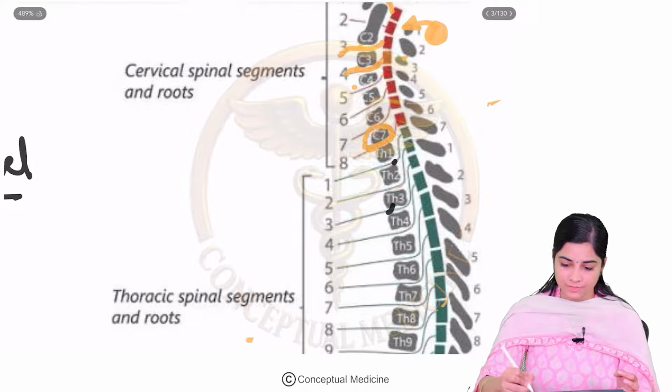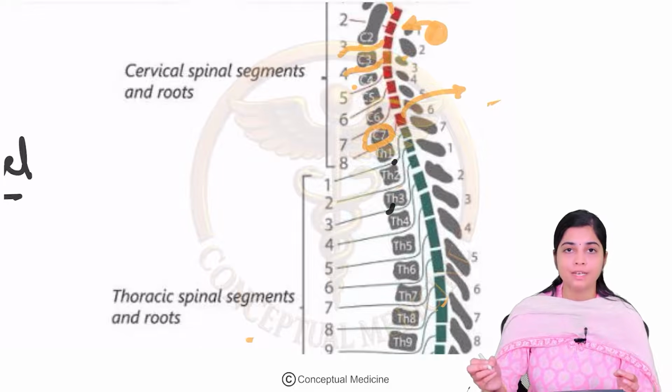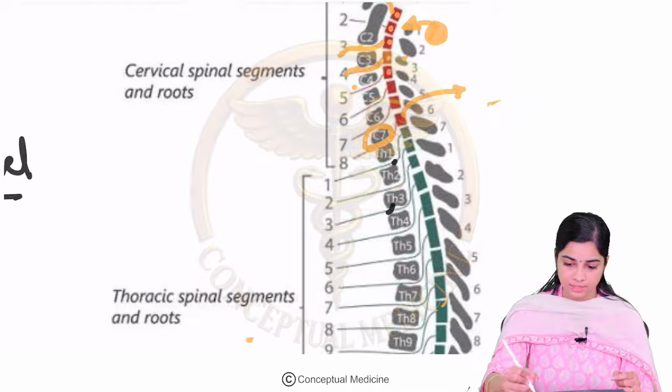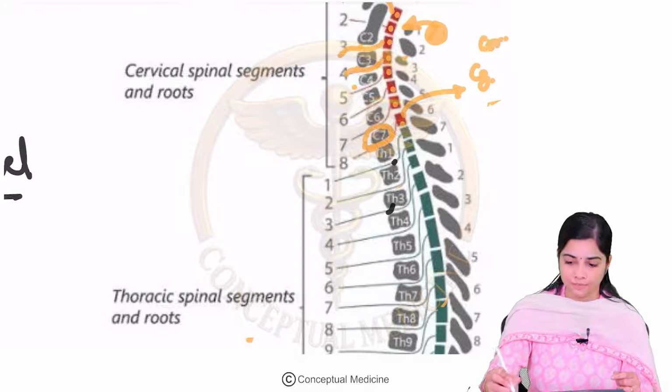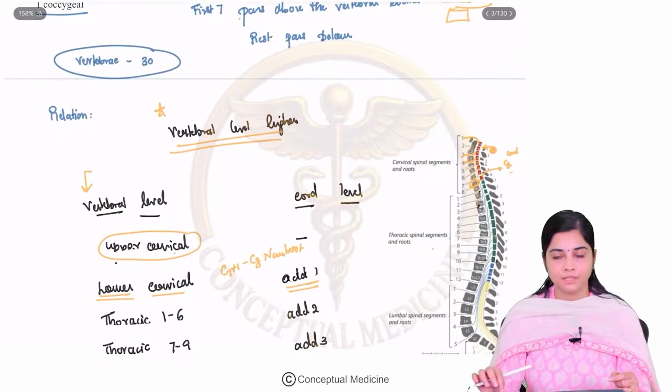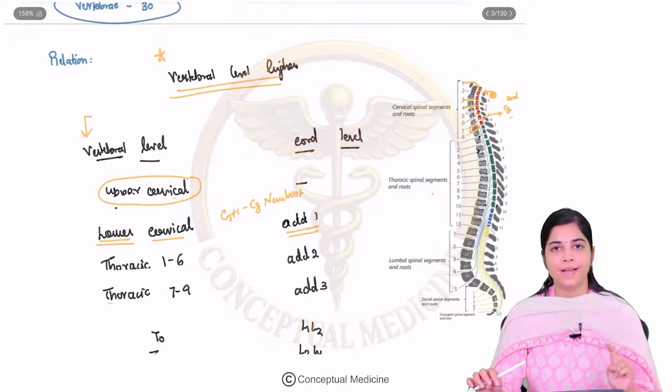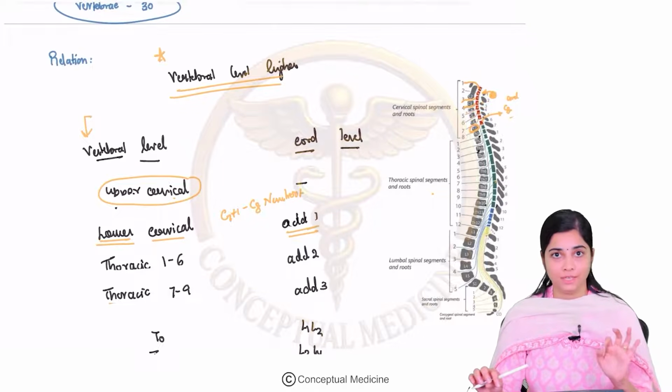So at the level of C7, can you see which level of the spinal cord is affected? 1, 2, 3, 4, 5, 6, 7, 8. So it is C8 cord level, right? So C7 vertebra is C8 cord level, lower cervical add 1. Okay, this is very, very clear.